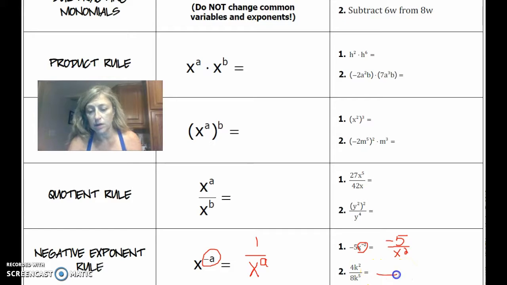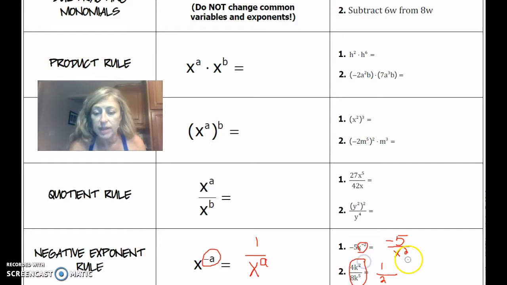Now this one's nice. I have 4 on top, 8 on the bottom. Well, 4 over 8 is a fancy way of saying 1/2. And I have k to the second on top, and I have k to the fifth on the bottom. Now, in the quotient rule, we learned that if the bases are the same, you subtract the exponents. So this really means k to the second minus 5. Well, 2 minus 5 is going to be a negative 3. So that means I have a k on top to the negative third power.